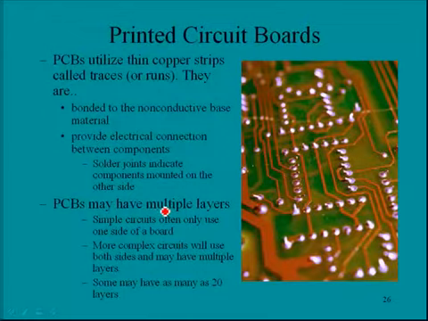PCBs may have multiple layers. The simple circuits often only use one side of the board. More complex circuits will use both sides and may have multiple layers. Now, I don't know if you can see this clearly on this picture here, but you may see there's some kind of faint copper-looking wires on this circuit board, and these are indicating a layer below the one that you see here. Some may have as many as 20 layers. So circuit boards, for example, in computer system boards, may have many, many layers, sometimes as many as 20.